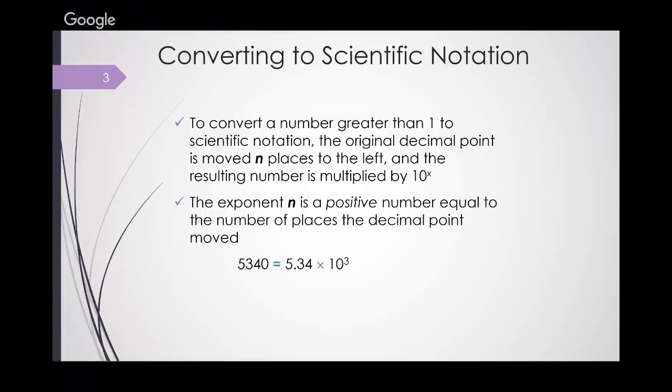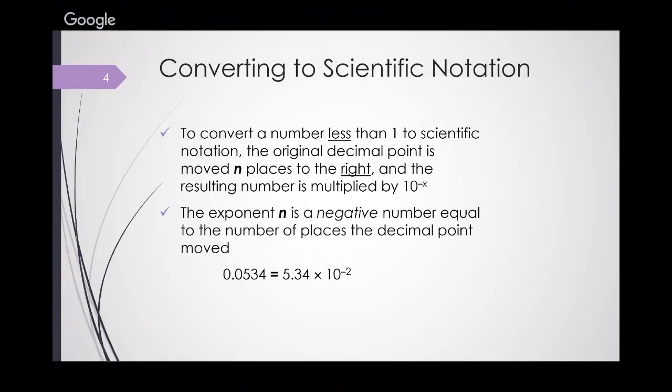So how do we convert to scientific notation? When we convert a number greater than 1, the original decimal point is moved to the left, and the resulting number is multiplied by 10 to that value. Once again, if it's a big number, the exponent is positive. As we see here, we move this 1, 2, 3 places to the left. 3 is our exponent. Sometimes we don't know whether this 0 is significant or not, and we will talk about that later.